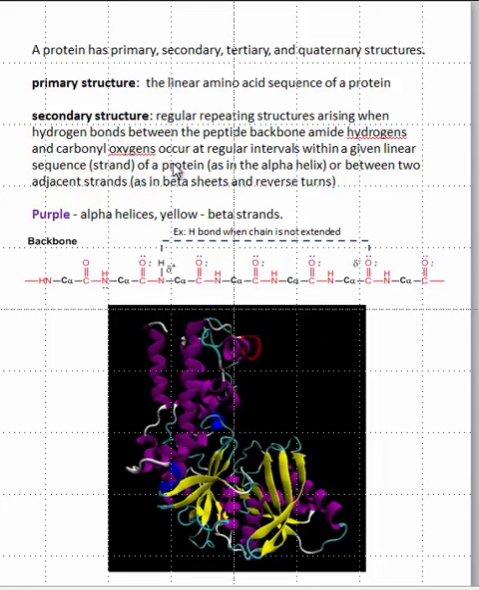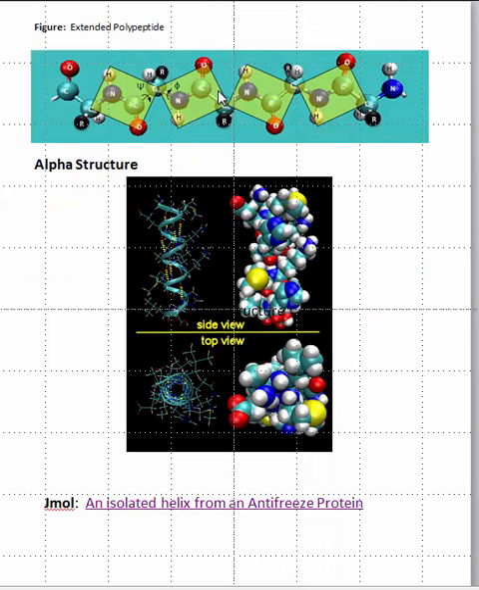So secondary structures are those repetitive structures within a protein which are held together by hydrogen bonds within the backbone of the protein. And we're going to see these include alpha helices, which are shown here in purple, and beta structure, which is shown in yellow. Here's an example of an alpha helix.